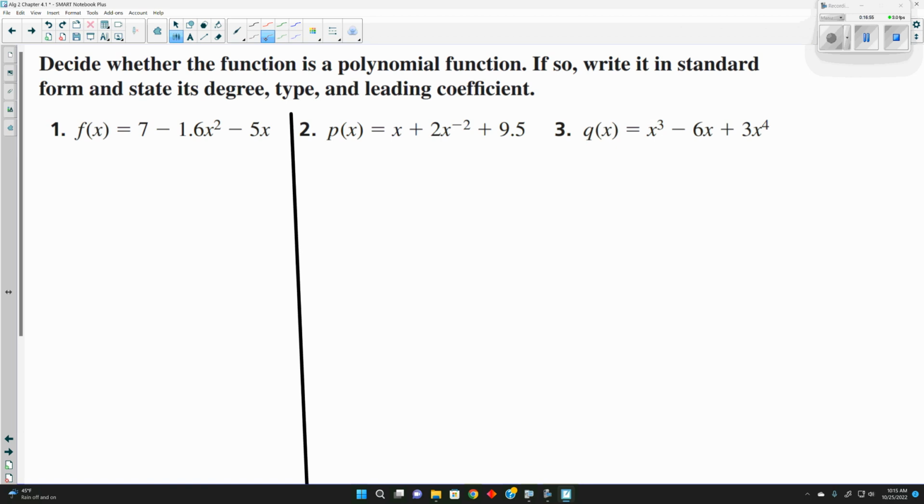So how would we rewrite it? Negative 1.6x squared minus 5x plus 7, because the biggest exponent was 2, so we'll start off with x squared, then we'll have x if it's possible, and then our constant term. What's the degree? 2, because that's the biggest exponent. Our type is quadratic.